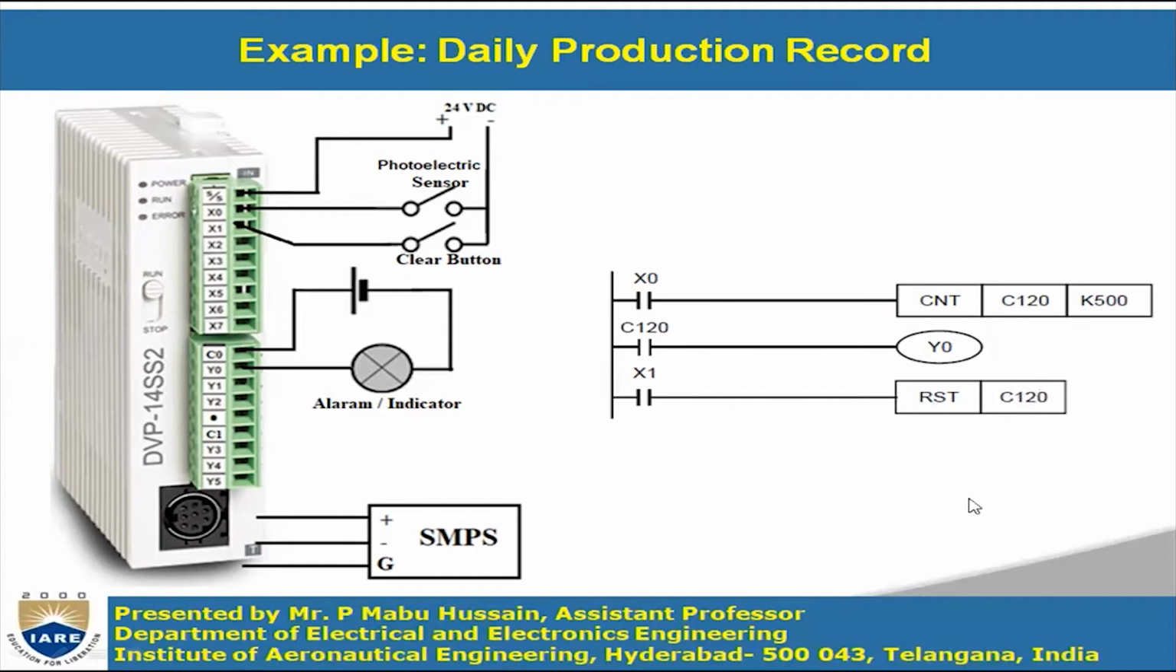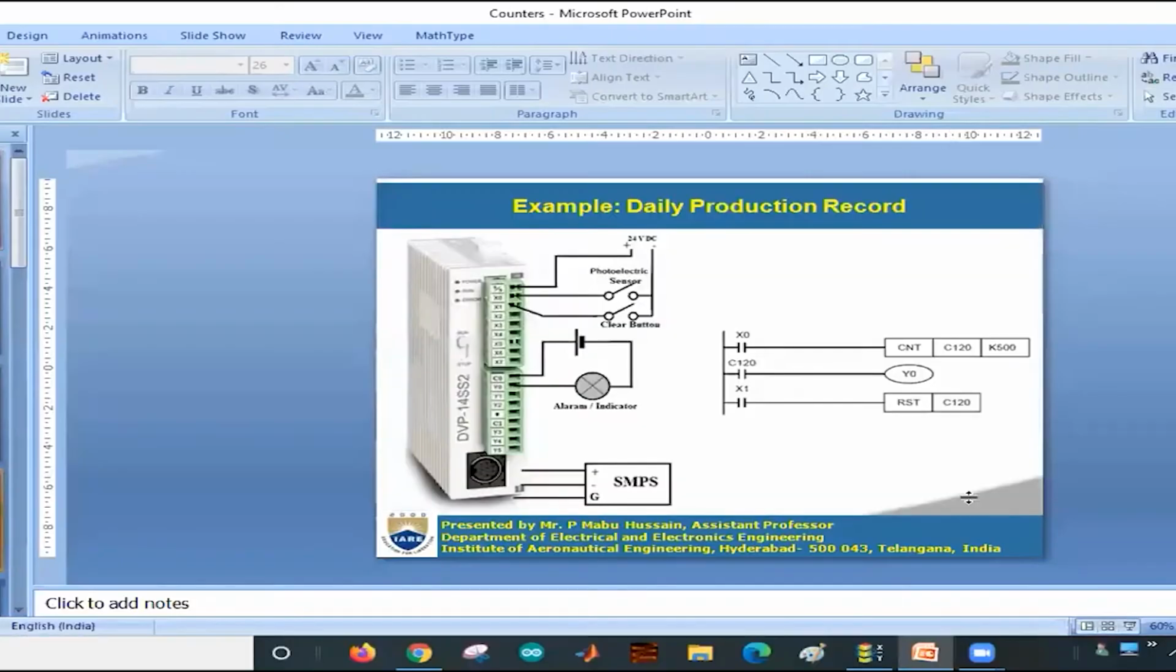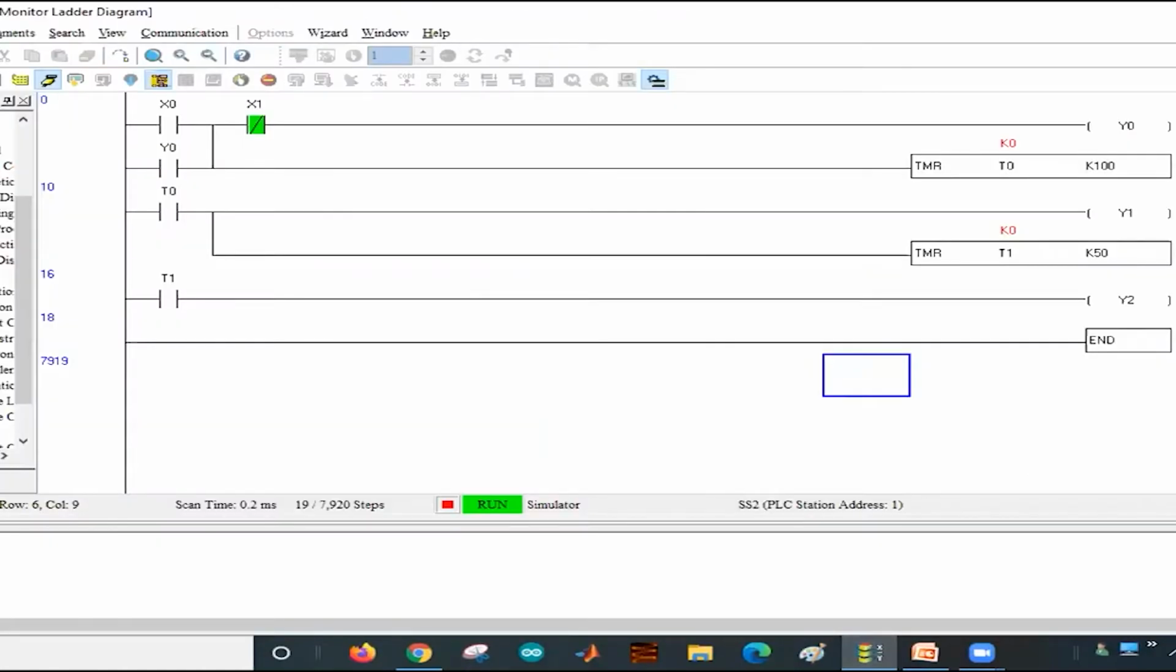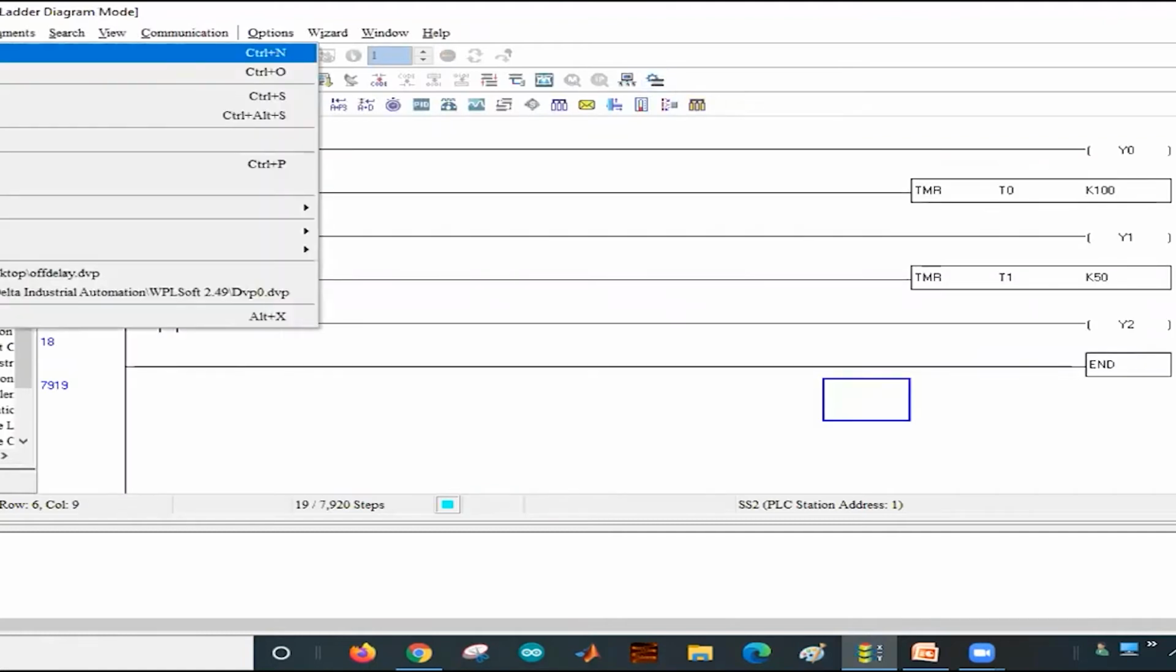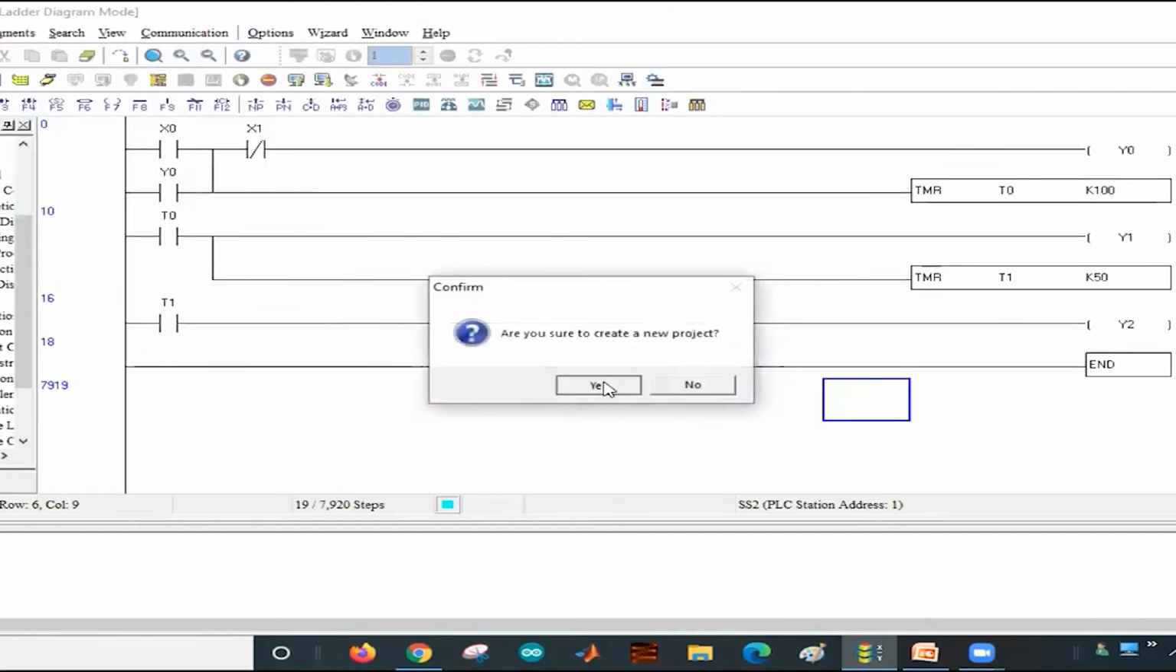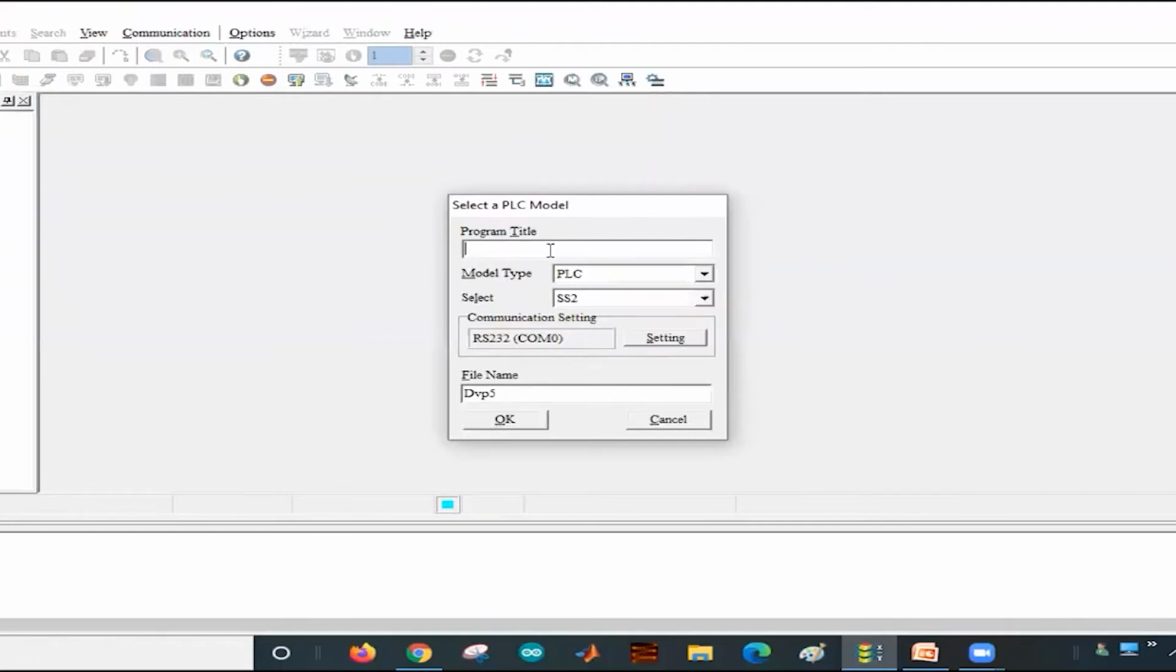I will write a PLC program. Here this is the WPL software. Here you take one new file. Here this is the up counter.